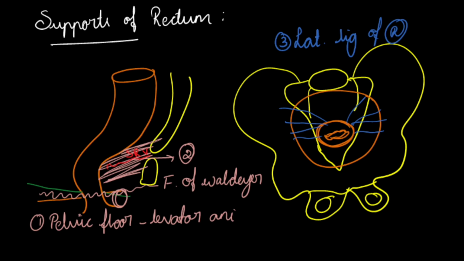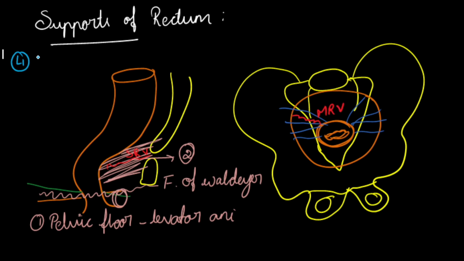And this is also a condensation of pelvic fascia, and this ligament encloses the middle rectal vessels and their lymphatics. So next comes the fourth support, that is fascia of Denonvilliers.